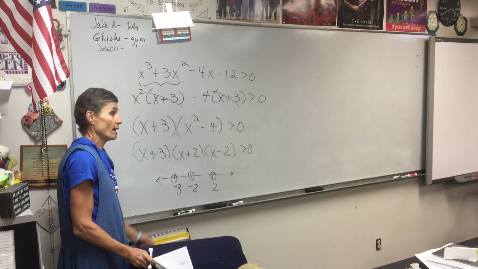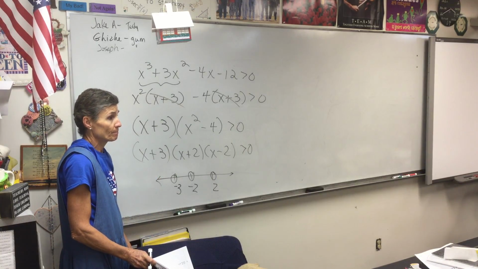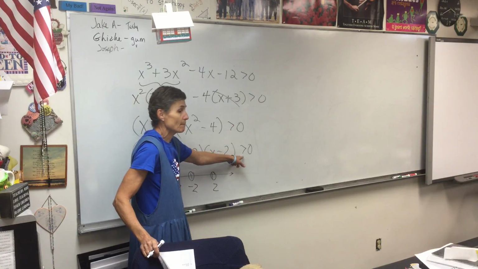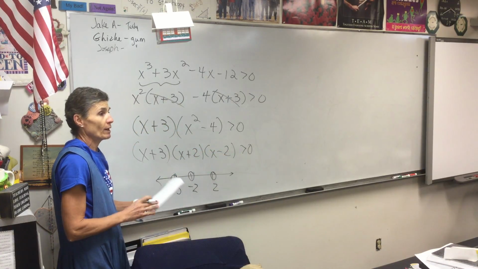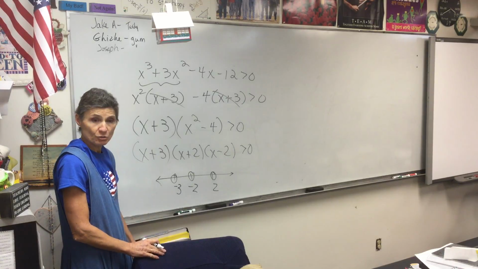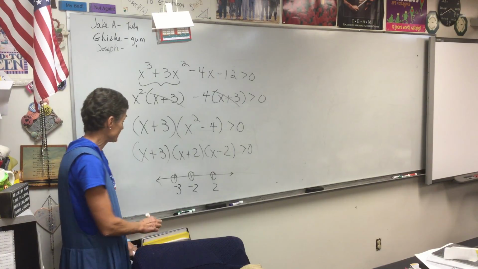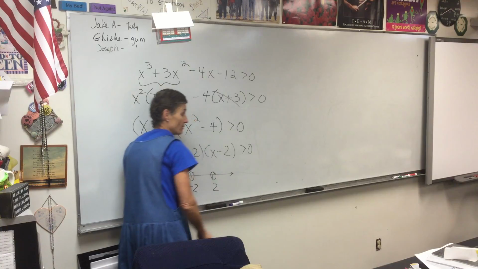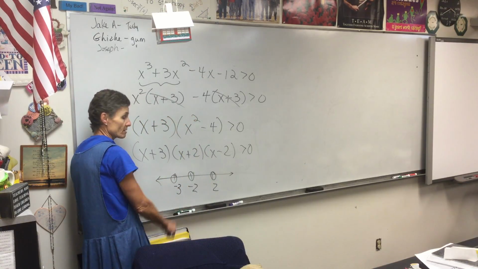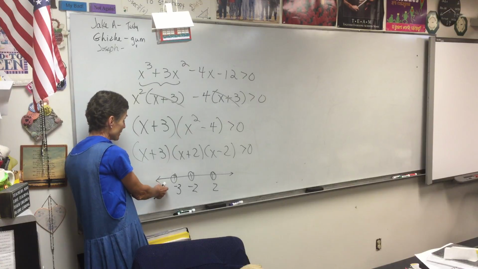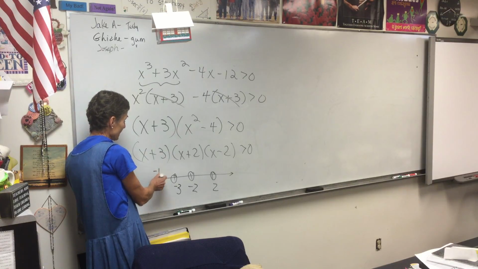Should those be open dots, or should I color them in? Open. Those are open. Look at the symbol. Those are open. Okay, so now what do I do? Choose a number. I choose a number. Any number I want that isn't already up here. -4, somebody suggested. Okay. So -4 would give me -1.